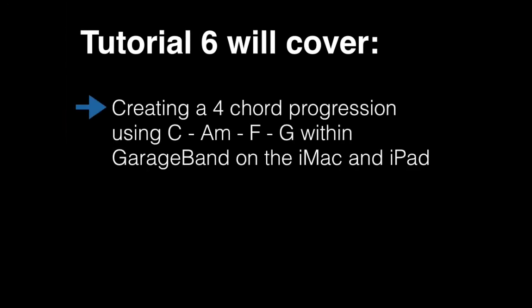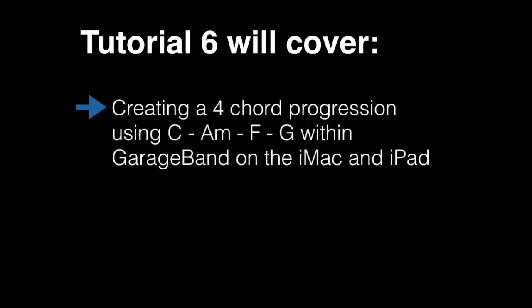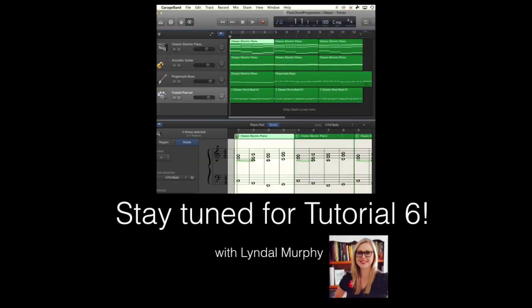This concludes tutorial 5. In our next tutorial 6, we'll be covering how to create a 4-chord progression using the chords C, A minor, F, G within GarageBand on the iMac and iPad. So stay tuned for tutorial 6, and thanks for listening.